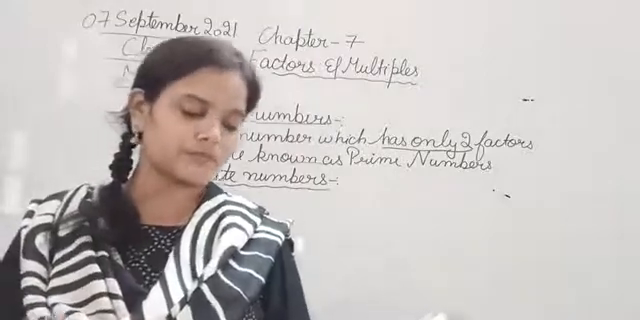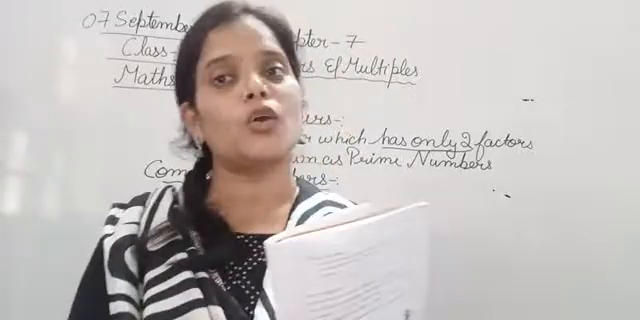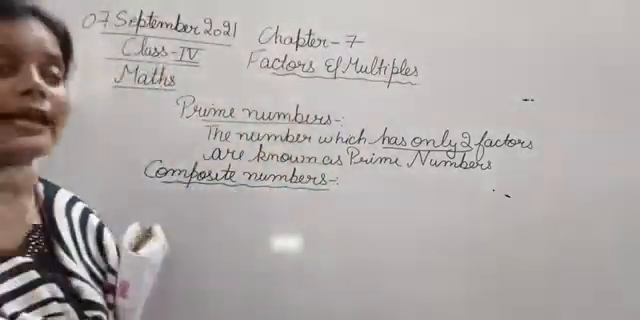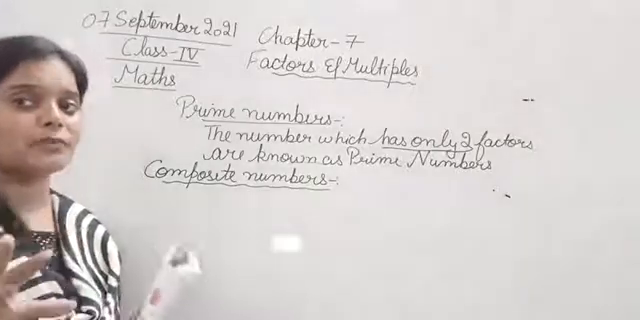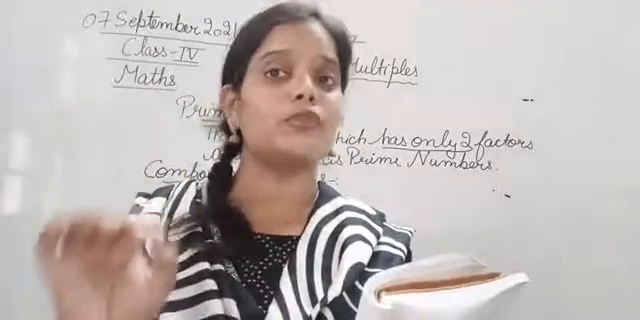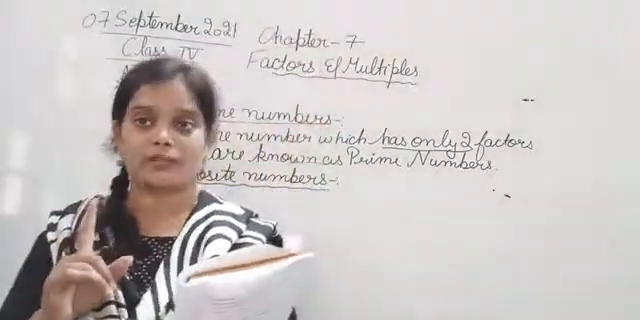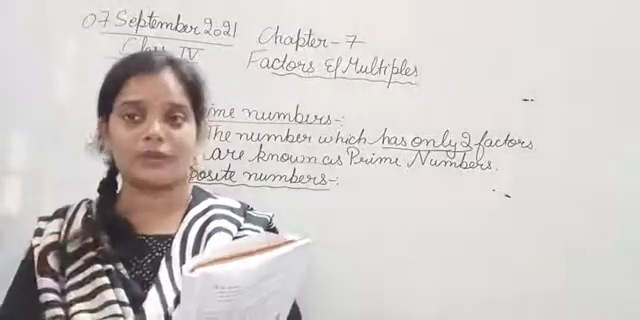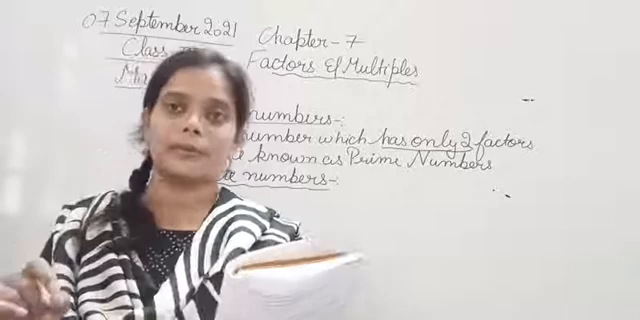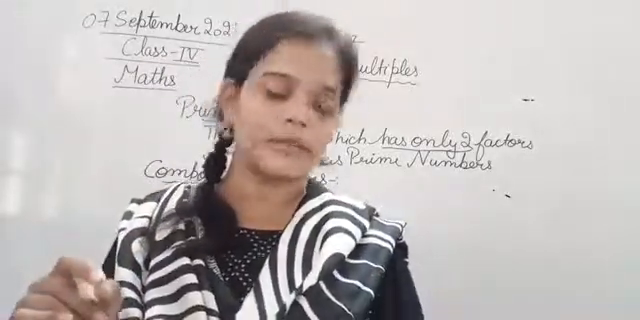So that means apart from prime numbers, all the numbers we have are composite numbers. And apart from that, 1 is not a composite number. 1 is neither a composite number nor a prime number. Why? Because 1 has only one factor, that is 1. And that's why it is neither a prime number nor a composite number.